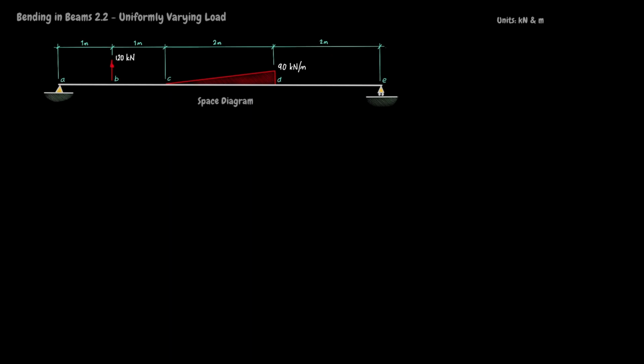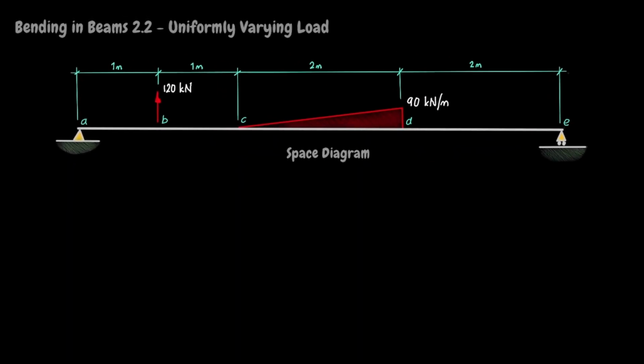The beam spans 6 meters and has a knife edge support at A and a roller support at E. It carries an upward load of 120 kilonewtons at B and a downward distributed load that varies linearly from 0 kilonewtons per meter at C to 90 kilonewtons per meter at D. As usual, we will start by finding the reactions.